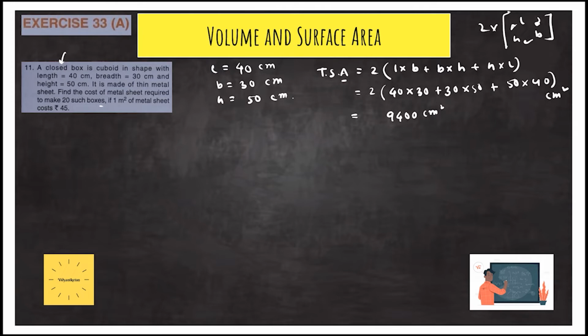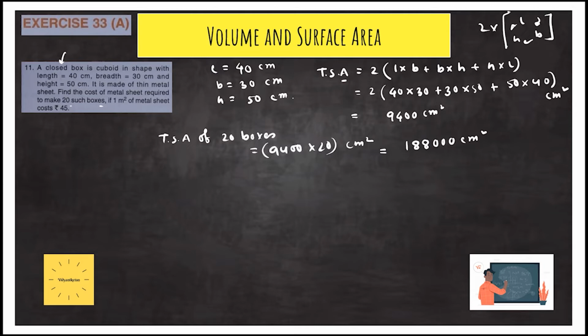Now the thing is, surface area of sheet used for 20 such boxes. Now we need 20 such boxes. So total surface area of 20 boxes will be 9400 into 20 centimeter square, because we need to find out the total surface area of 20 boxes. So this answer is coming out to be 188,000 centimeter square.